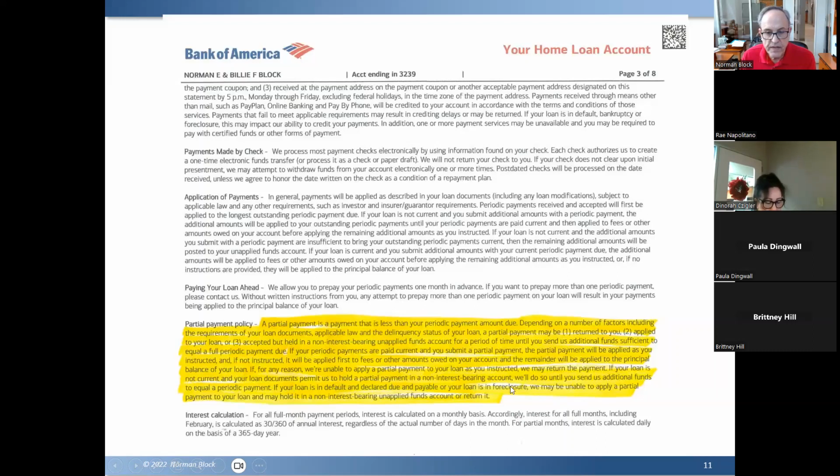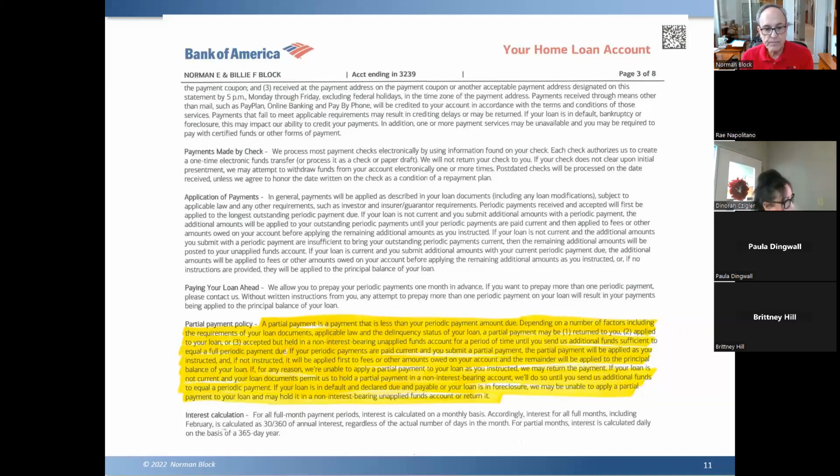We'll do so until additional funds equal to a periodic payment are sent in. If your loan is in default and declared due and payable, or your loan is in foreclosure, we may be unable to apply a partial payment to your loan and may hold it in a non-interest bearing account, unapplied funds, or return it. It's really important that you take time to read this, because most banks don't even tell you this stuff in writing, at least not in a very visible place like this. And most people never understand that this is how a loan works. But you can read right here for yourself.